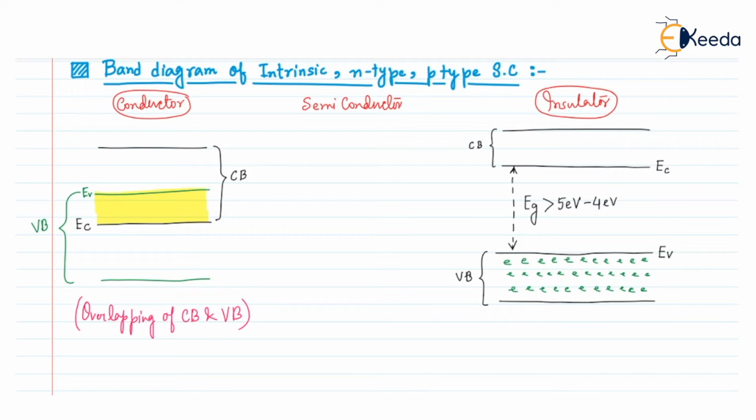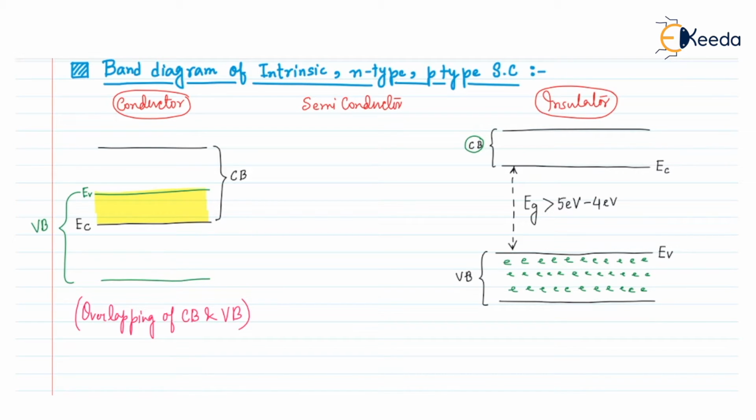That's why the insulator cannot conduct current, because its conduction band is empty of free electrons, and these electrons cannot jump into the conduction band. That's why the insulator cannot conduct current, due to the unavailability of free electrons.